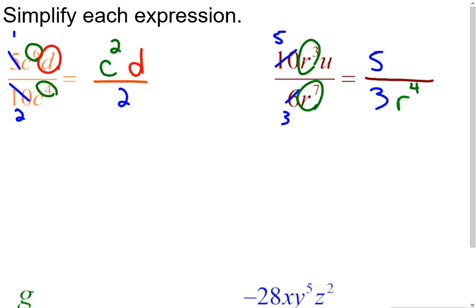And then last but not least, we notice we have this u all by itself. So there's going to have to be a u in our answer, u to the 1st, written that way. And we have it simplified.